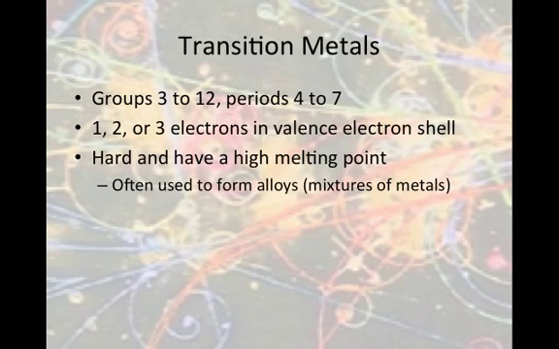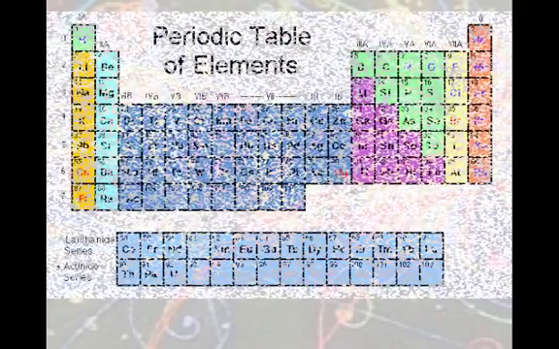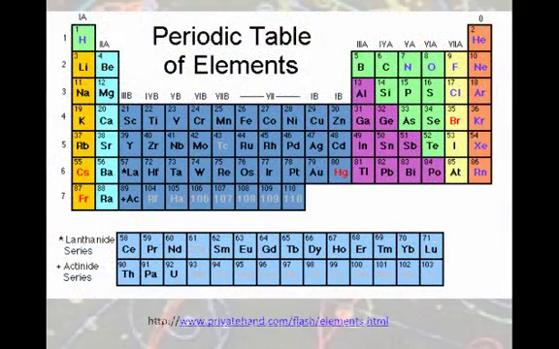Transition metals tend to be very hard. They have a high melting point, and they're often mixed together in the form of alloys like brass and stainless steel or pewter and bronze, because then we can get the most desirable properties of both elements and make something even better than either of them could be on their own. So that's the overview of the periodic table and the explanation for the trends.